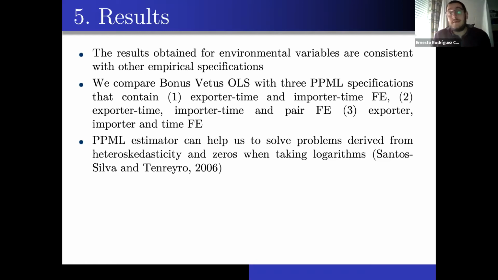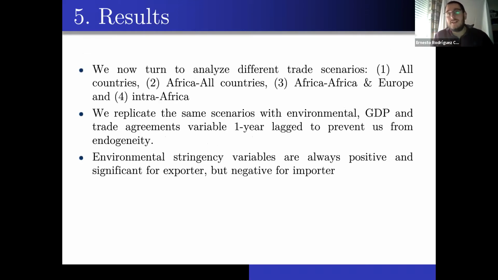Well, basically because it helps us to solve some kind of problems derived from heteroscedasticity and zero values of the dependent variable when taking logarithm, as the gravity literature has explained successfully. And then for our results, we are going to see 4 different scenarios: trade between all countries, exports from Africa to all countries, exports from Africa to Africa and European countries, and finally, intra-African trade.